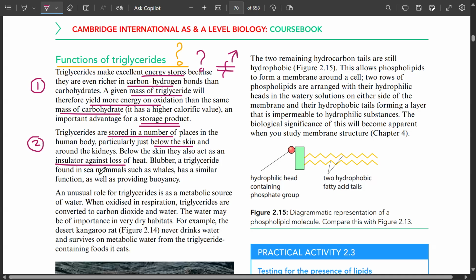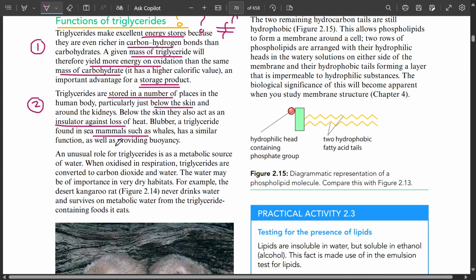Blubber, a triglyceride found in sea mammals such as whales, has a familiar function as well as providing buoyancy as well. An unusual buoyancy is also floating. They have a role in making the seals float on water. An unusual role for triglycerides is a metabolic source of water. Remember, fats are also a source of water.